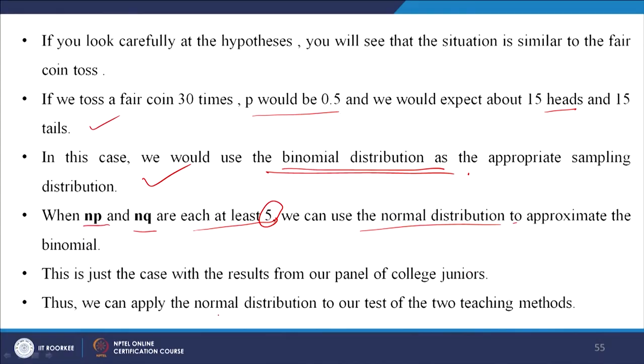When np and nq are each at least 5, we can use the normal distribution to approximate the binomial. If you remember, we had also done this earlier when we talked about testing of hypothesis based on proportions. You can go back to your earlier slides or notes. This is just the case with the results from our panel of college juniors. Thus, we can apply the normal distribution to our test because we have more than 5.